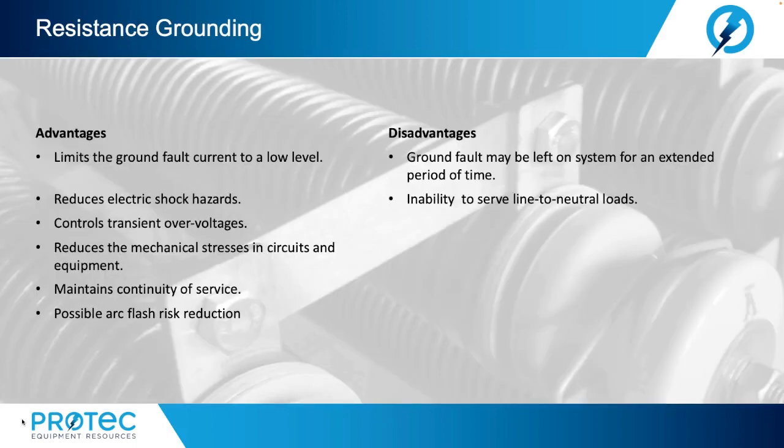All right, let's take a look now at advantages and disadvantages of resistance grounding. Among the advantages, it limits ground fault currents to low levels, reduces electric shock hazards, controls transient overvoltages, reduces the mechanical stress in circuits and equipment, maintains continuity of service, and offers possible arc flash risk reduction. But among the disadvantages, ground faults may be left on the system for an extended period of time, and there is an inability to service line to neutral loads.